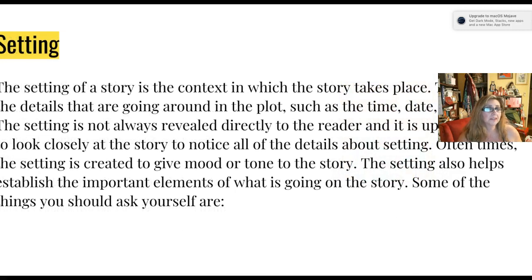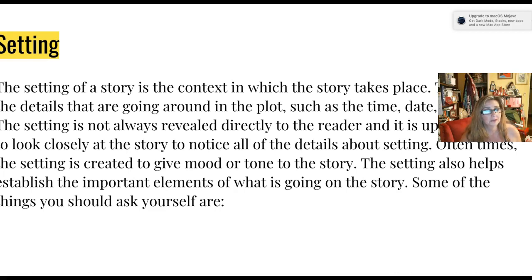Then the next element of a story is called the setting. The setting is the context in which the story takes place. The context is the details that are going around in the plot, such as the time, date, and place. The setting is not always revealed directly to the reader, and it's up to the reader to look closely at the story to notice all the details about the setting. Oftentimes, the setting is created to give mood or tone to the story. The setting also helps establish the important elements of what is going on in the story.